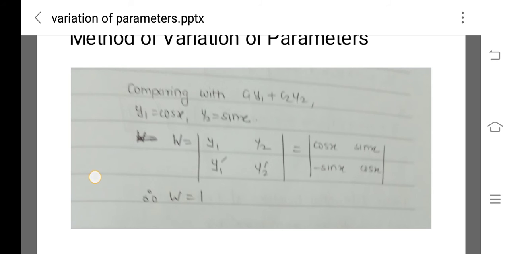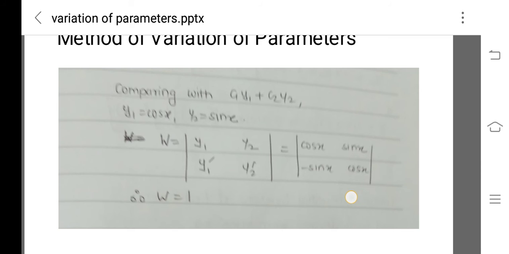Let us form the Wronskian W. The determinant W has first row cos x, sin x, and second row minus sin x, cos x. As we solve this determinant, we will get cos square x plus sin square x. So our Wronskian, that is determinant W, is 1.